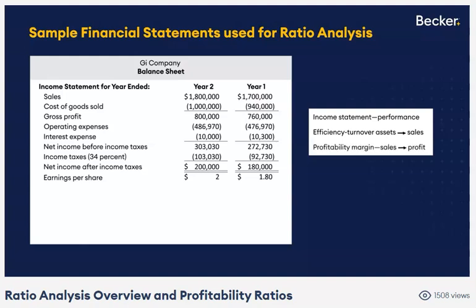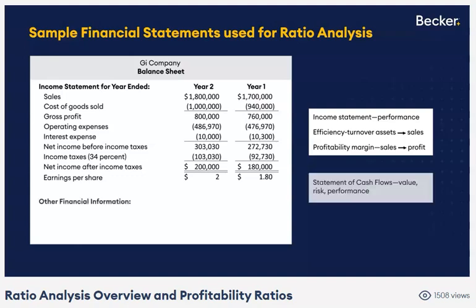So step number two, after the asset creates revenue, can the revenue create profit for the owners? Okay, the profit margins, turning the sales revenue into profit. Now, when we look at the income statement, we're also going to be looking at operating risk, volatility in sales, volatility in earnings. So that's operating risk. Now, the other financial statement we want to look at is the statement of cash flow. The statement of cash flow is extremely important. It helps us pretty much do everything.